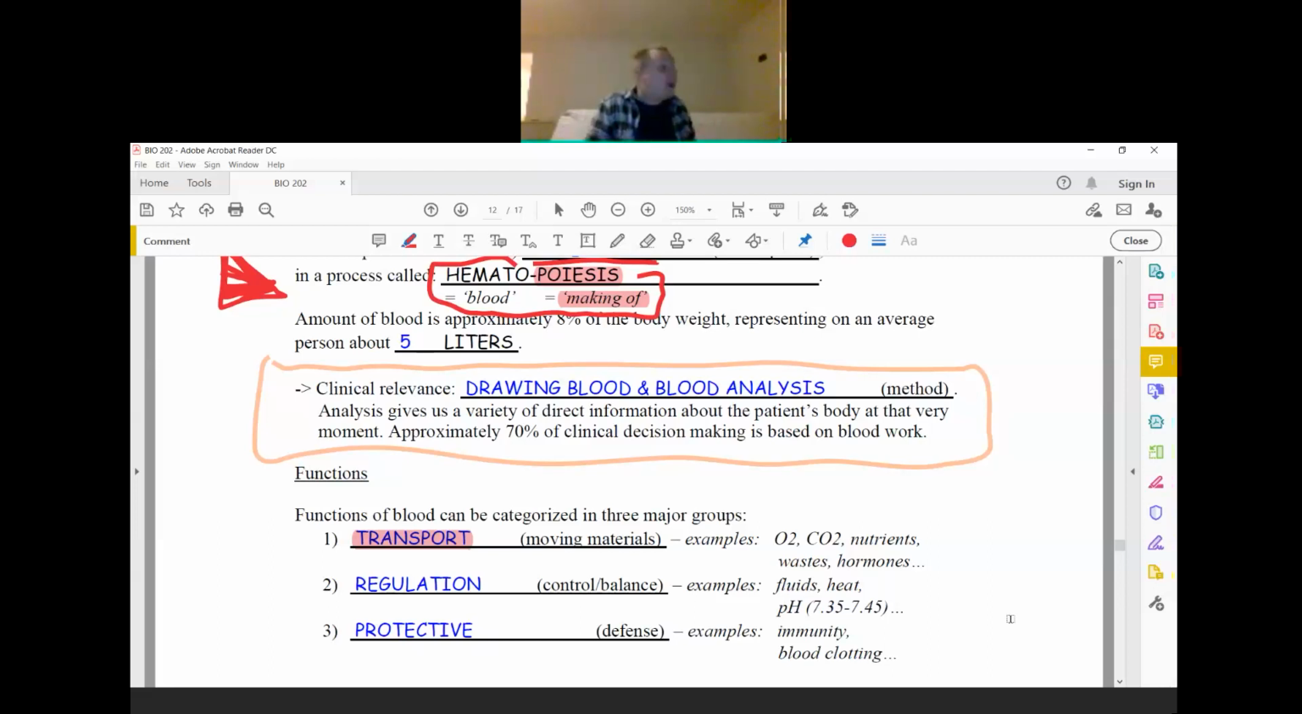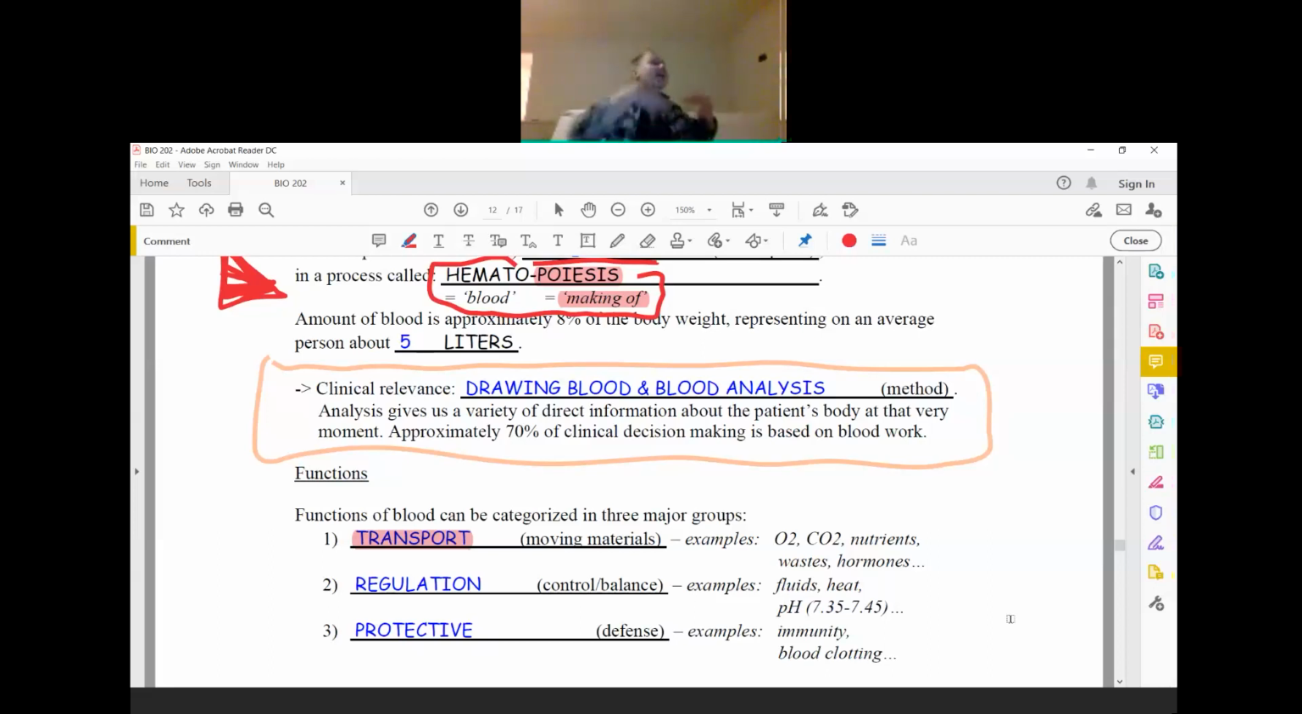Also nutrients, energy is transported within the blood. Any waste products from the tissues is transported within the blood. We just looked at the hormones. So a lot of things are transported within the blood. Other things that blood plays a role in is also regulating, for example, fluid balance in different parts of the body. Well, a lot of the blood is actually fluid, liquid, so it makes sense that that's an easy way to move fluids from one part of the body to another.